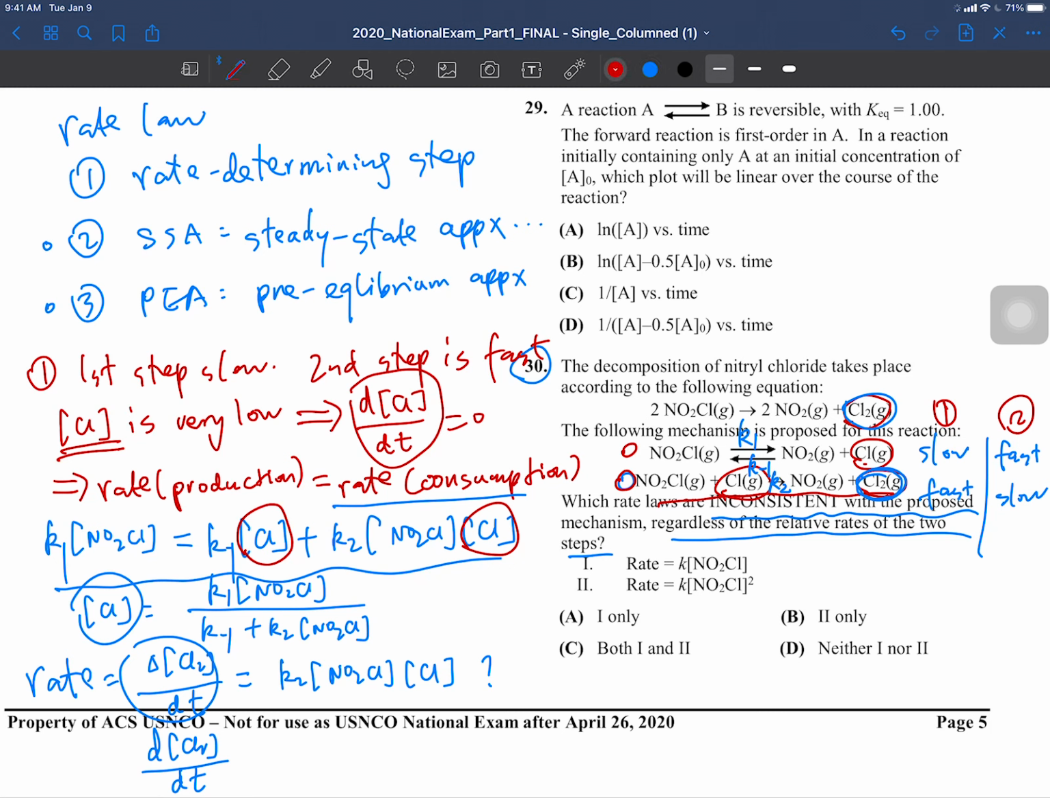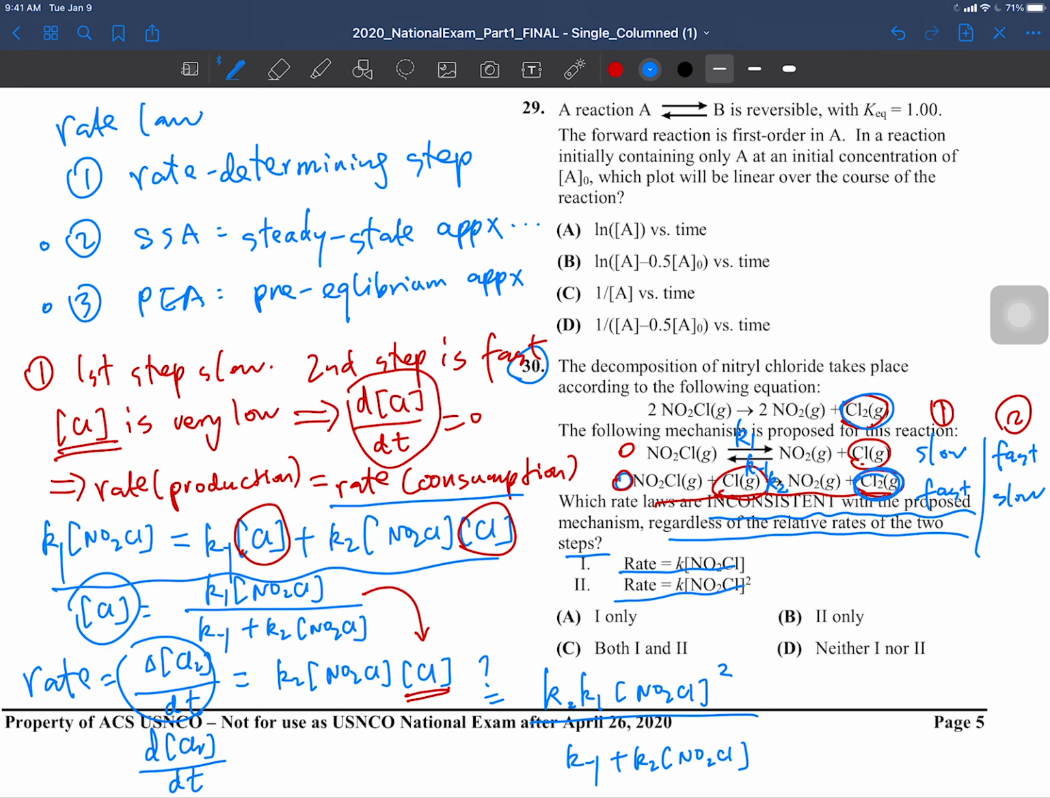And then finally, we can substitute the intermediate. So this is why we need to figure out the intermediate by using our assumption first. And then if we put it in, we got K2, K1, NO2Cl squared over K minus 1 plus K2, NO2Cl. We got something like this, right? Obviously, this is quite complicated. It's not either 1 or either 2.